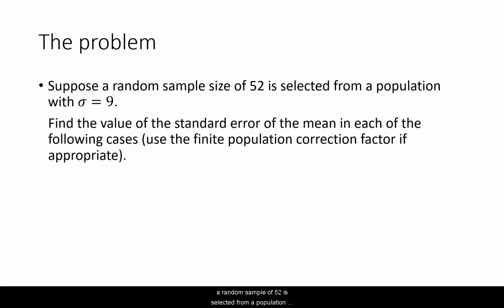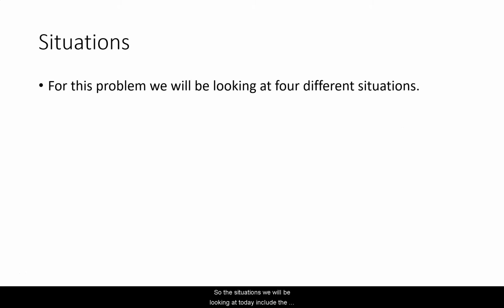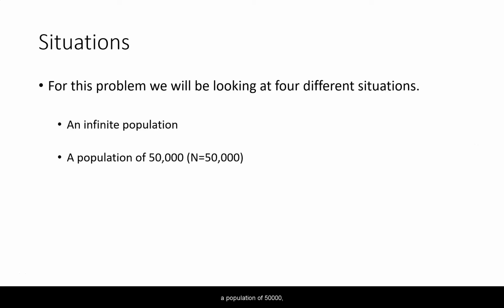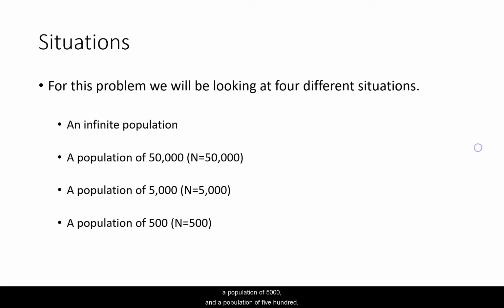The problem we will be dealing with today is: suppose a random sample of 52 is selected from a population with a population standard deviation of 9. It is our job to find the standard error in each of the following cases, and we also must remember to use the finite correction factor when it's appropriate. So the situations we will be looking at today include the assumption of an infinite population, a population of 50,000, a population of 5,000, and a population of 500.